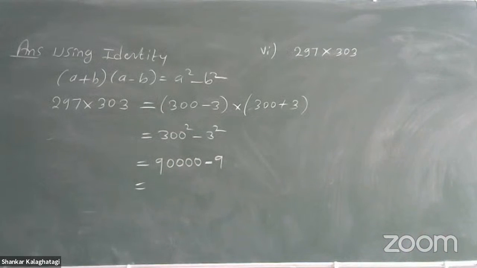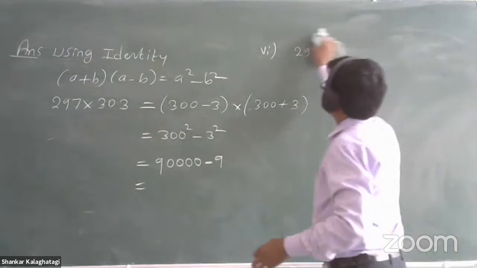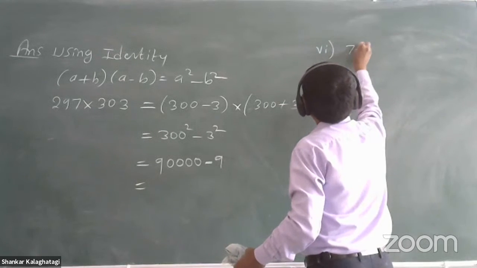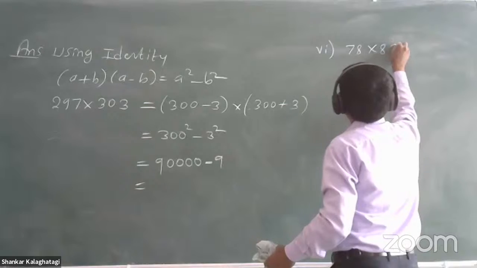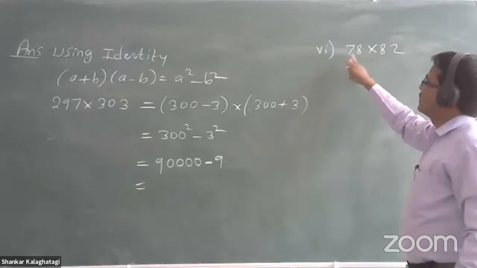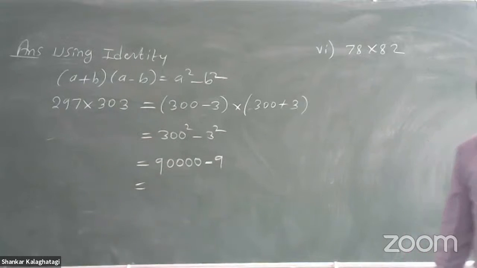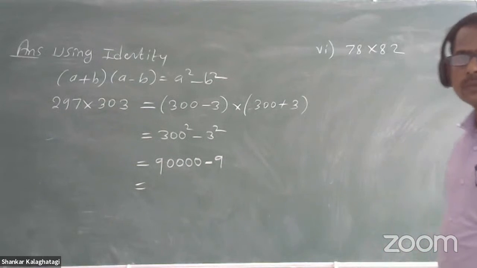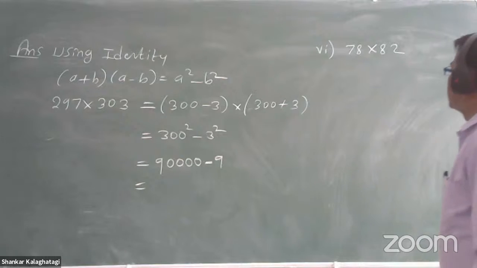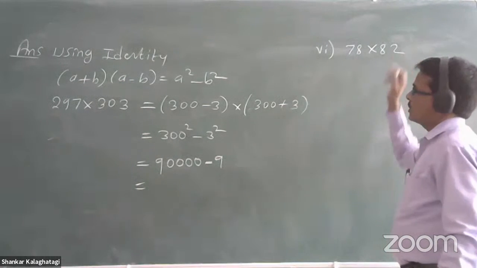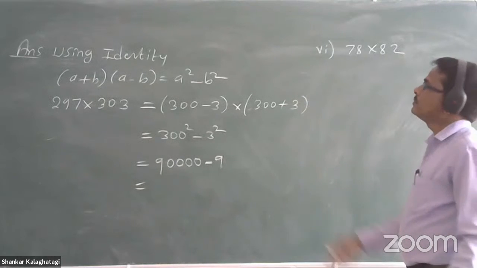Next one, 78 into 82. Exactly same. Sir, answer is 89,991. Okay, let others solve. Sixth one, sir. What to do here? 80 minus 2, 80 plus 2, exactly same.